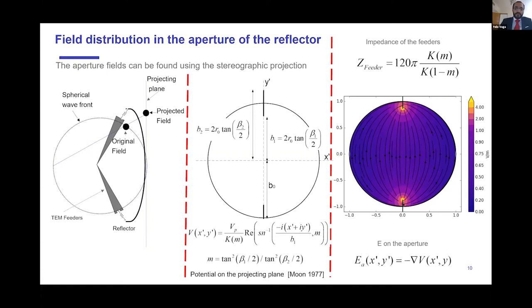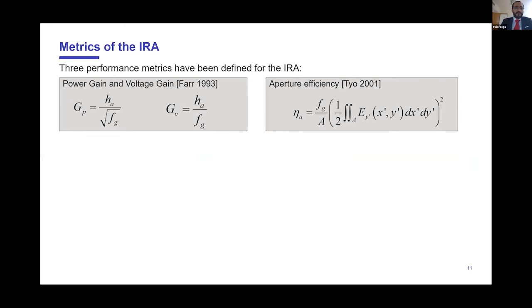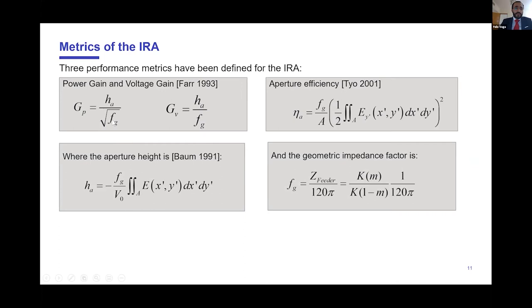So this is for the case where the original TEM feeders are constant impedance like this. This is the status quo. The performance of the antenna can be defined using one of these three metrics. The power gain and voltage gain were defined by Everett Farr in 1993. Power gain is the aperture height of the antenna divided by the square root of the geometric factor impedance. The voltage gain is the aperture height divided by the geometric factor.